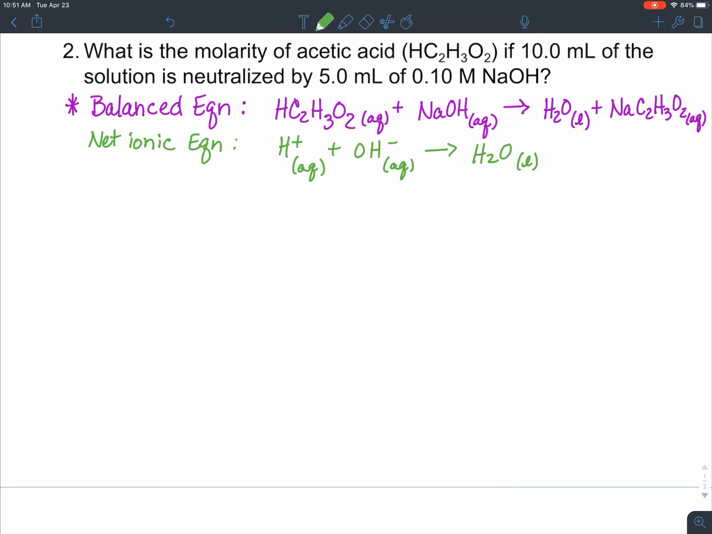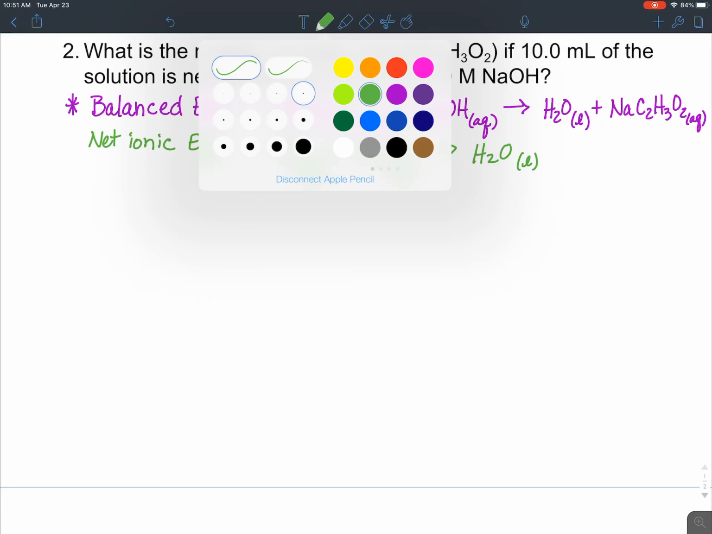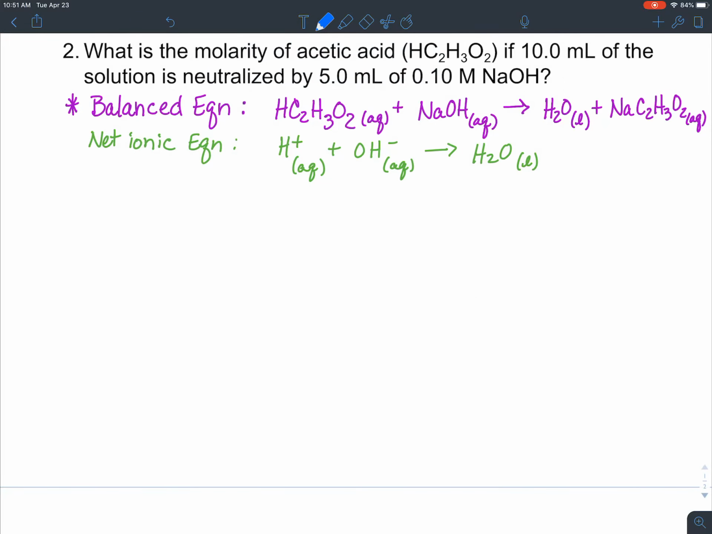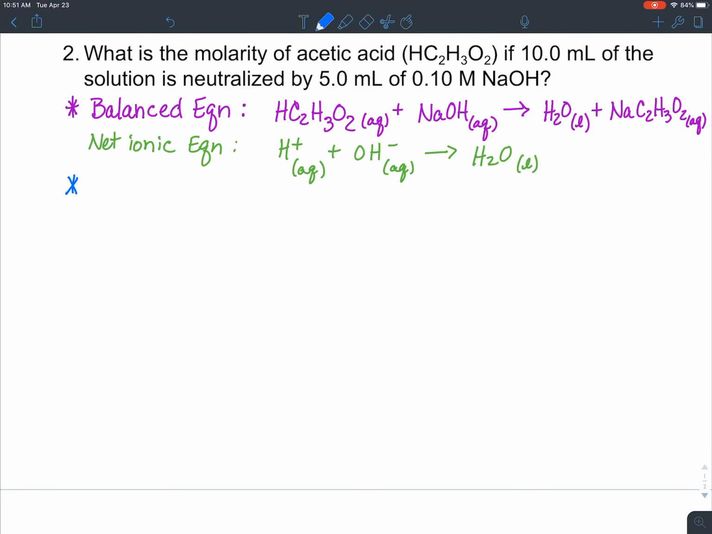So in our case, our acid is our unknown, and the known is going to be the sodium hydroxide. So we want to go ahead and determine what the liters are for each one of these. So we're going to go from milliliters to liters, and in order to do that, we're going to divide by 1,000, or you can move your decimal place 3 places to the left.